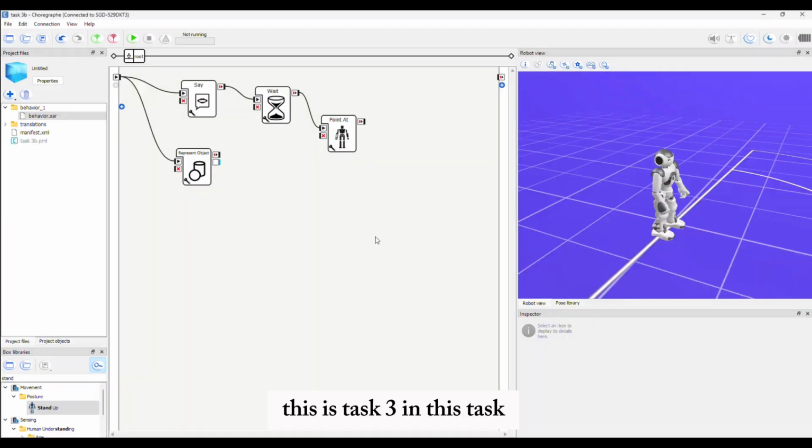This is task 3. In this task, I used Choregraphe's point-at box to allow Nao to automatically calculate the joint angles needed to reach a target position. The target position was set at x equals 0.2 meters, y equals 0.15 meters, and z equals 0.10 meters, which is within Nao's total arm length of 0.26945 meters.